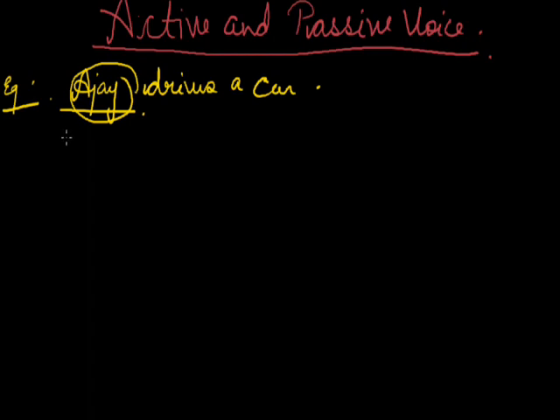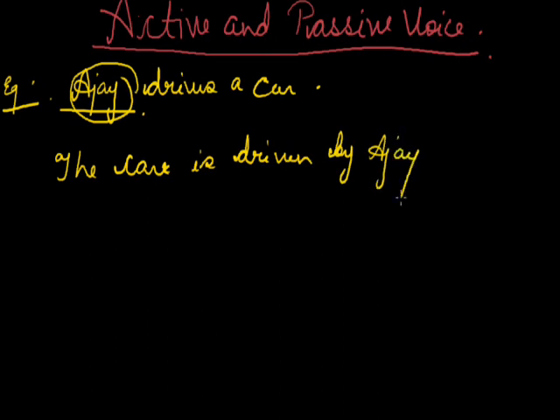A sentence is said to be in the passive voice when the object of the active voice becomes the subject of the passive voice. I repeat, a sentence is said to be in the passive voice when the object of the active voice becomes the subject of the passive voice. For example, as I've taken in the active, that is Ajay drives the car, the passive of this will be the car is driven by Ajay.